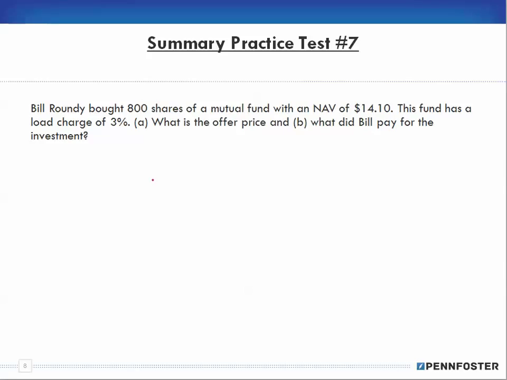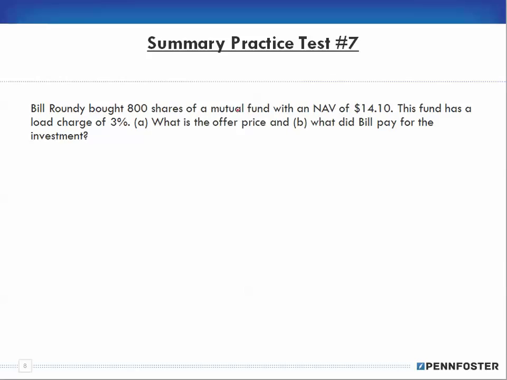All right, number 7. Bill Roundy bought 800 shares of a mutual fund with a net asset value of $14.10. This fund has a load charge of 3%. A, what is the offer price? And B, what did Bill pay for the investment?